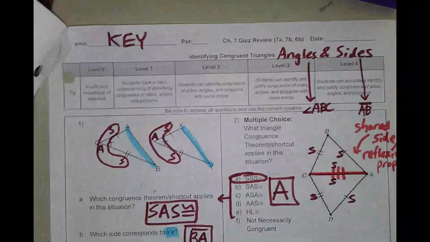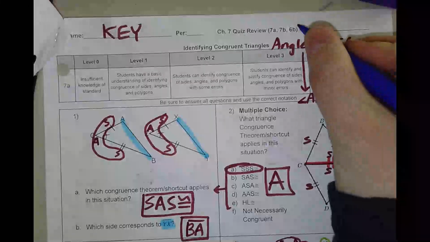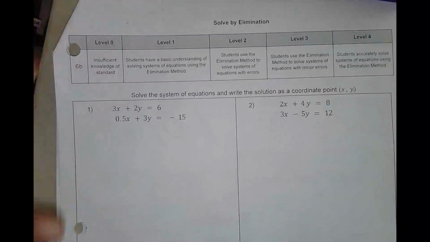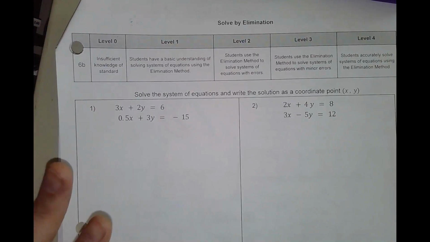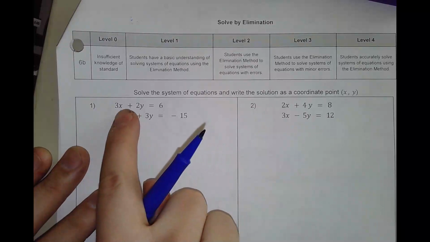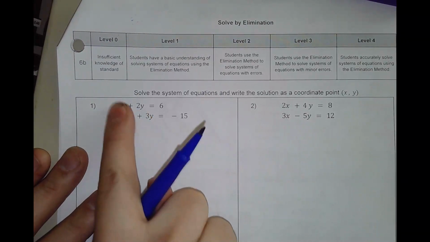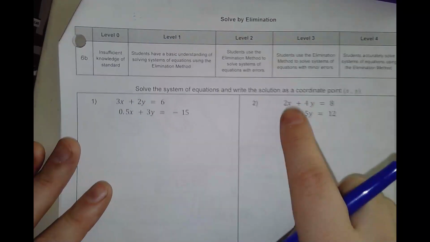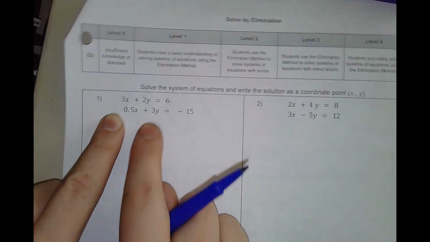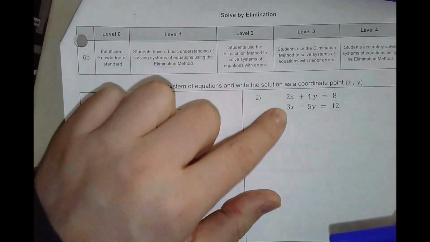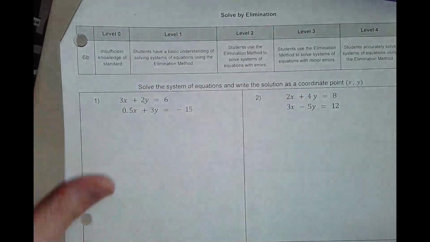Right, we're in part 2 of our Chapter 7 quiz review, and we're going to be going over Standard 6B, which is elimination. Okay, so elimination, all it is, you're trying to eliminate either X or Y, and the only way you can eliminate them is if they are the same number. So for example, in number 1 and number 2, X and X and Y, they don't have any pairs of same numbers. 2 and 3 doesn't match up, 4 and 5 doesn't match up.